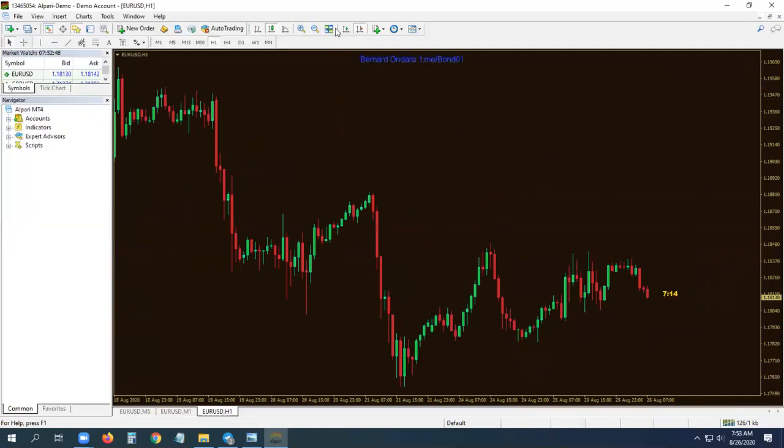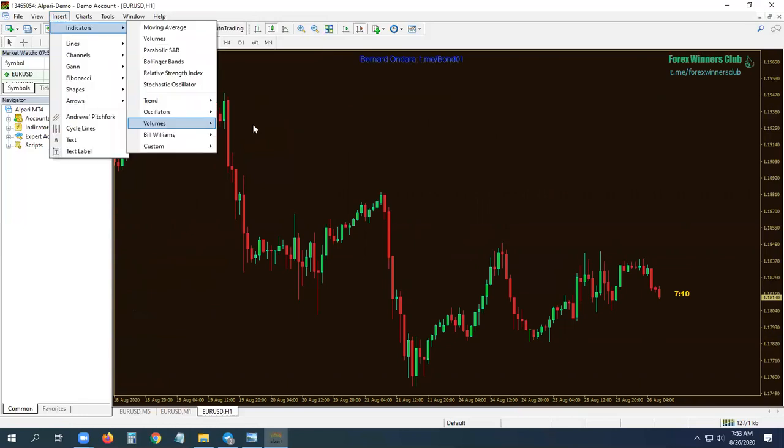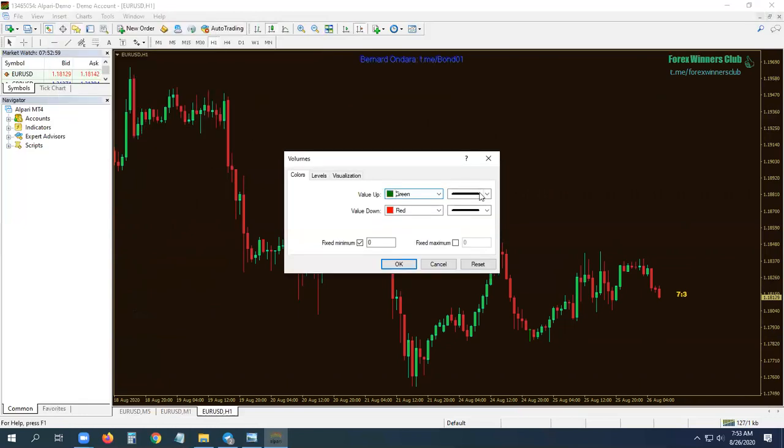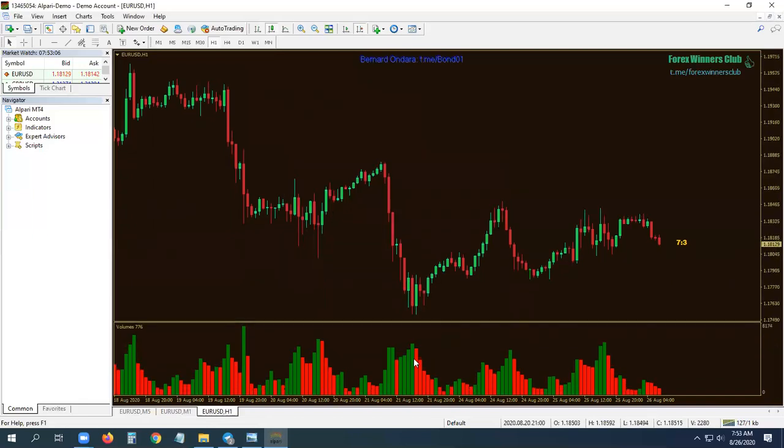Volume analysis is purely objective. Volume is the same for everybody. Add your volume from Insert, Indicators, Volume, and Volumes. I like making the bars bigger like this, not the small one, but around 4. What you see down here is what everybody will see. It will not depend on who you are. It is the same thing.